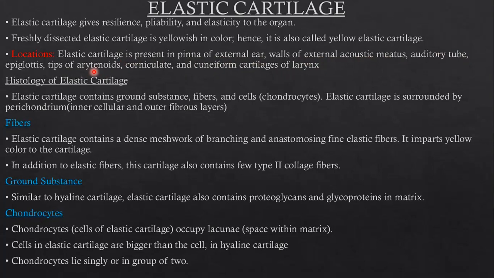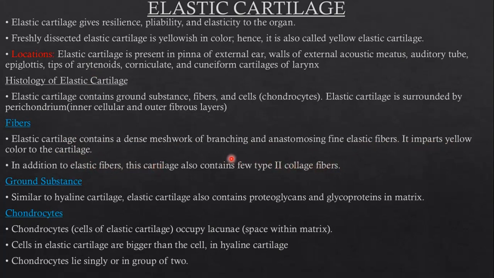Now, histology. You must first state the cells and the extracellular matrix, and under the extracellular matrix, you state the ground substance and the fibers. It is also surrounded by a perichondrium. The perichondrium in hyaline cartilage is the same as that in elastic cartilage. Now, fibers. Elastic cartilage contains a dense meshwork of branching and anastomosing fine elastic fibers, which impart the yellow color. In addition to elastic fibers, it will have few type 2 collagen fibers.